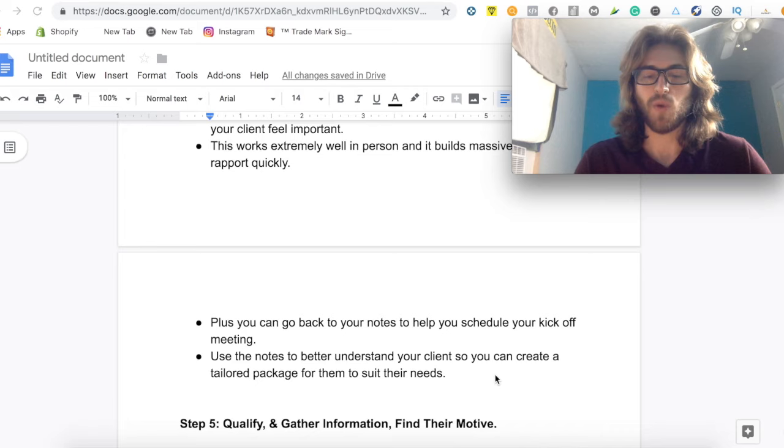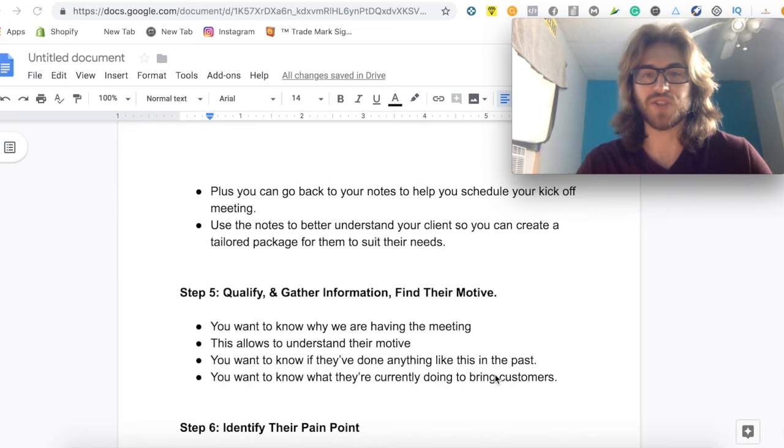Let's say you didn't have a contract the first meeting, you just sold them on the idea of a trial. Well, you can use all this information from your notes to tailor them a custom package and a custom offer that they couldn't resist, right?